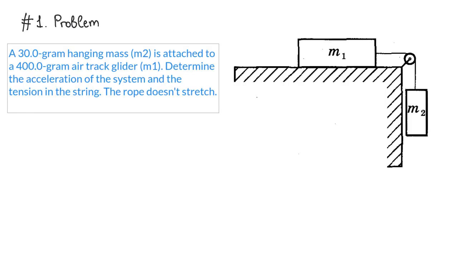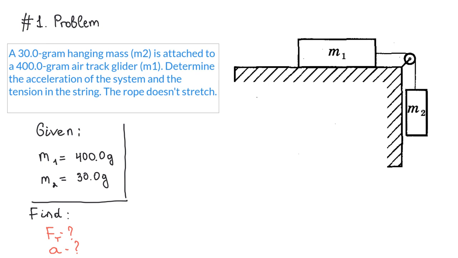Hey, let's consider the following two-body problem. A 30-gram hanging mass M2 is attached to a 400-gram air track glider M1. Determine the acceleration of the system and the tension in the string. The rope doesn't stretch. There are two ways to solve this problem. While watching this video, you will learn both.